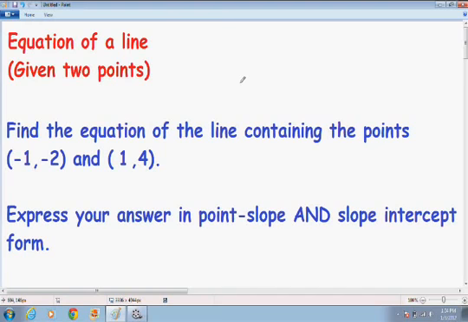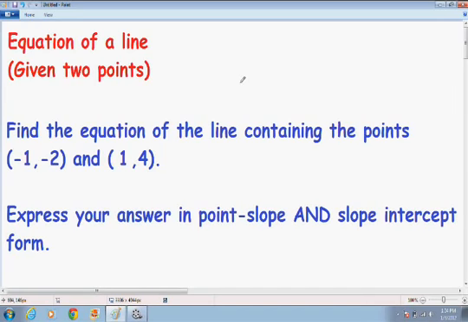This is my second video on how to find the equation of a line. In my first video, I taught you how to find the equation given the slope and 1 point. In this particular video, I'm going to teach you how to find the equation of a line given 2 points.